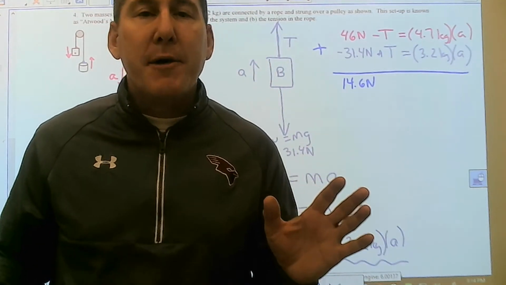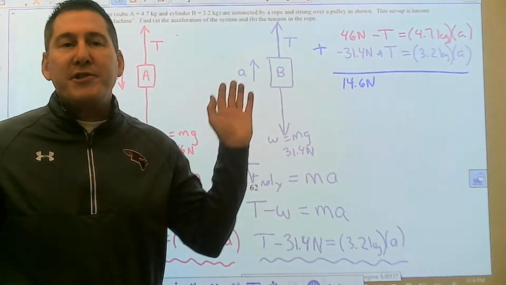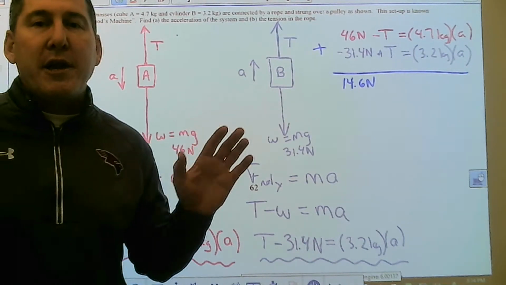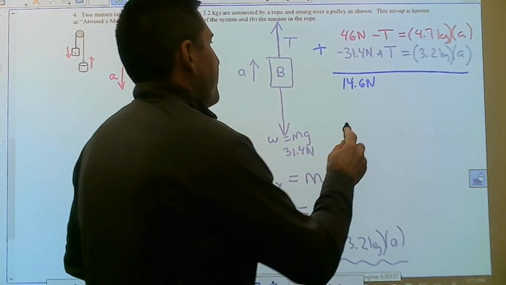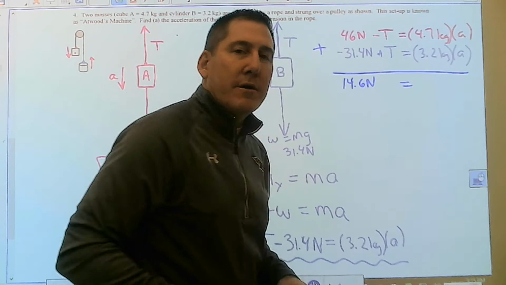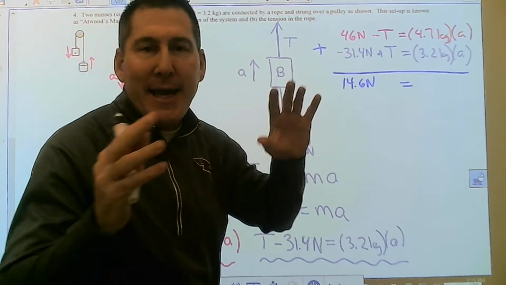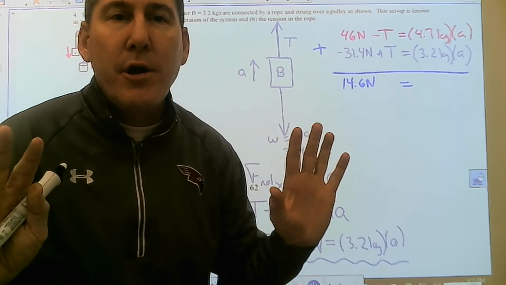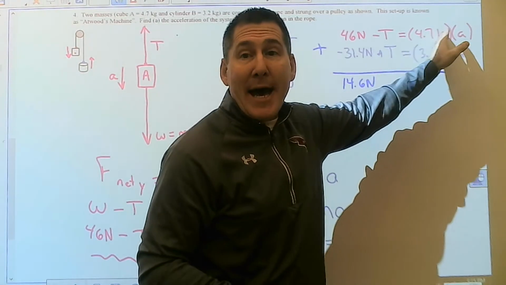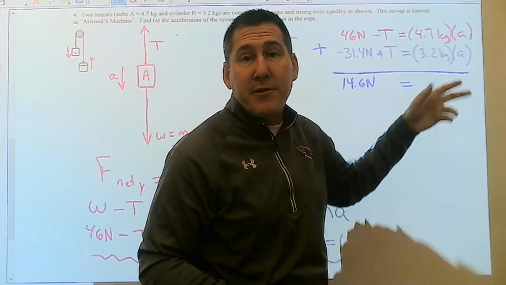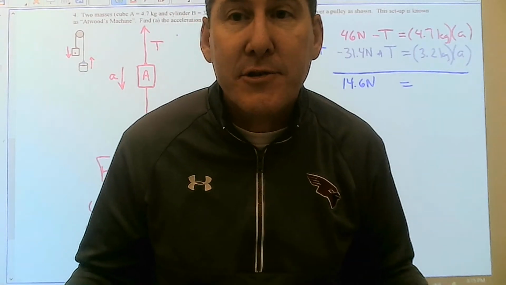Here's the beauty of lining them up. The tensions will always cancel. You also have a positive T and a negative T. Goodbye, Mr. T. Over here, sometimes students think, well, I'm going to add those together and get a squared or 2a. No. If you have 5x and you add 3x to 5x, you just get 8x.